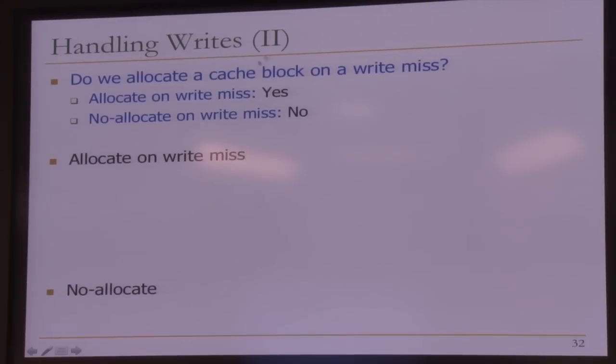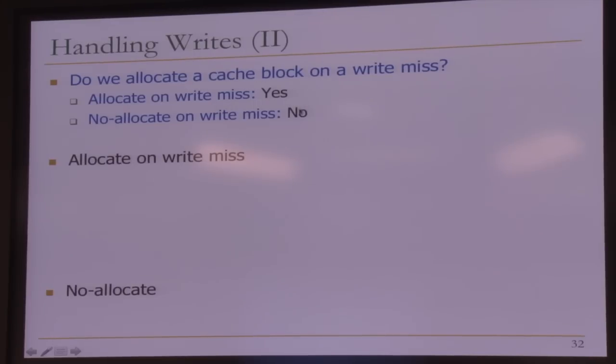But writes are actually interesting because people observed different behavior between writes and reads when they were first designing caches. As a result, they developed two possible policies. If you allocate the block on a write miss, the answer to this question is yes. The policy that answers no is called the no allocate policy, write no allocate. Let's take a look at the advantage and disadvantage of each. Allocate on a write miss.